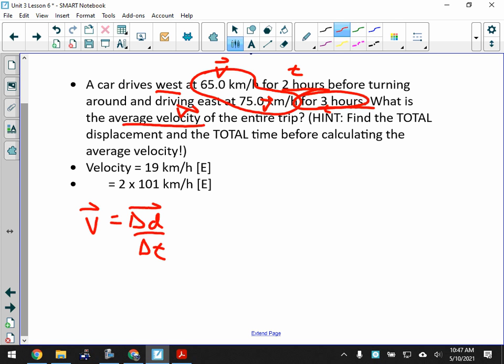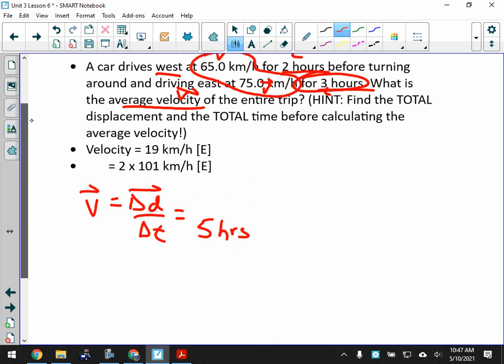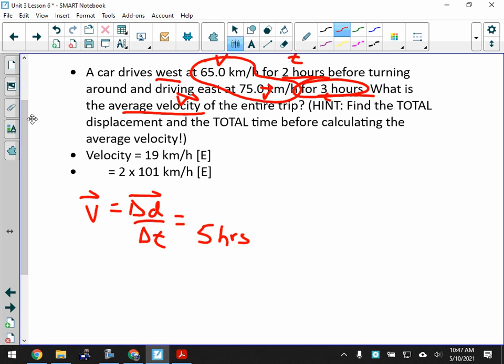Well, you know what? I can do this. That's 5 hours. I know that, because it's 3 hours one way and 2 hours another way. So that is the total time it takes, the total entire time. However, what is the displacement? Well, if you look at this question, I don't see delta d up there. I don't see the displacement anywhere in this question.